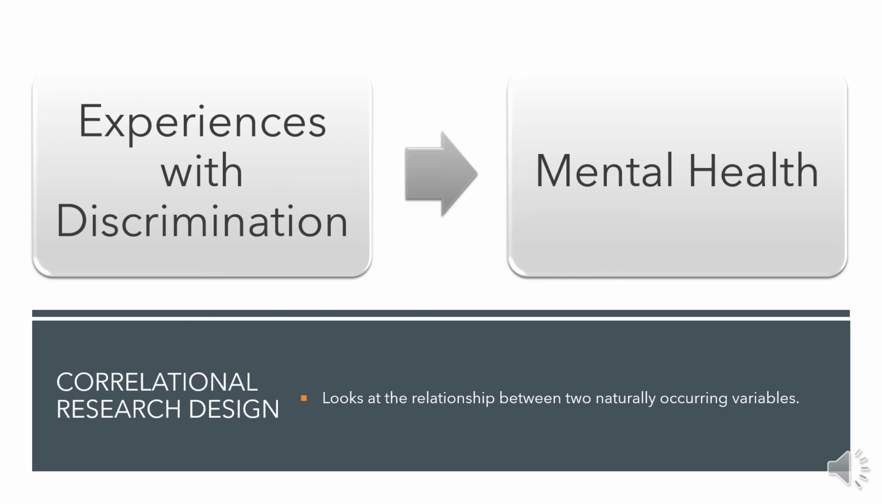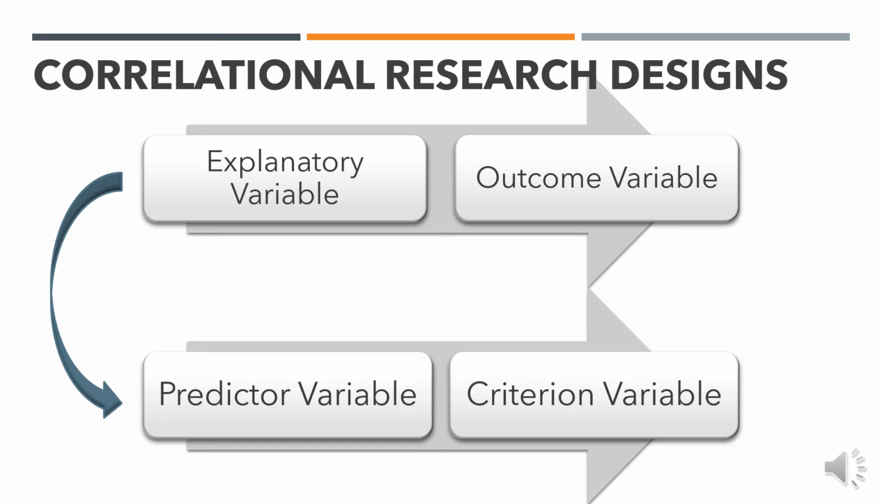mental health. So instead, I measure how often they have experienced, for example, ageism, and I measure their current level of well-being, and I see how those two variables are related to one another and whether experiences with discrimination predict well-being. In a correlational research design, explanatory variables are called predictor variables and outcome variables are called criterion variables.